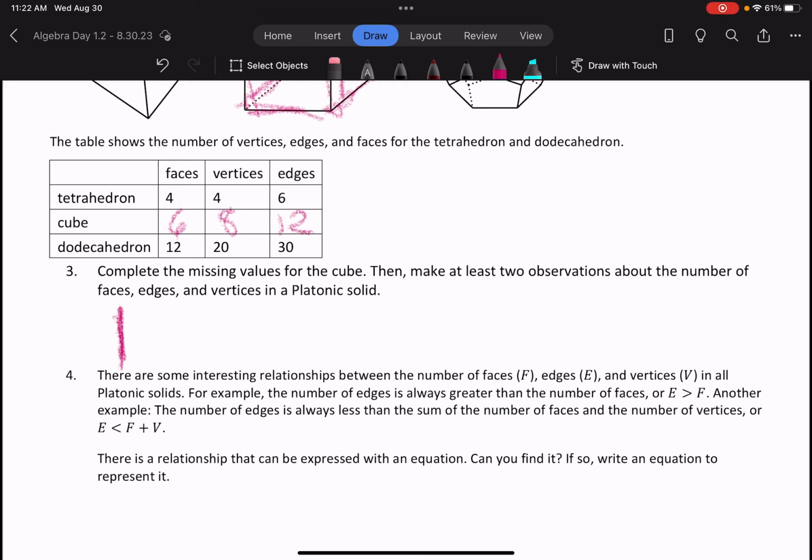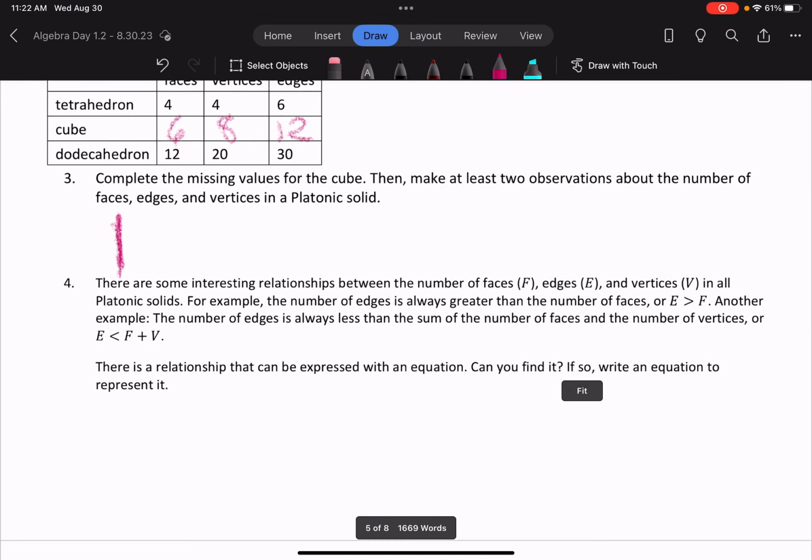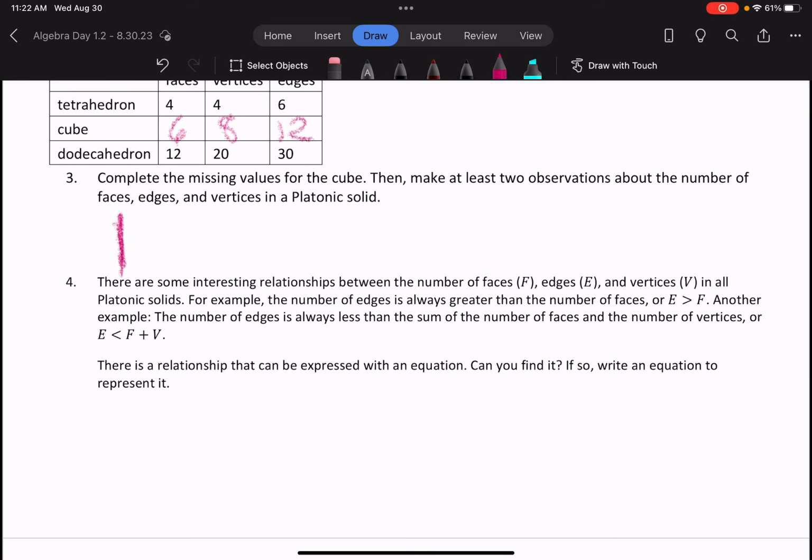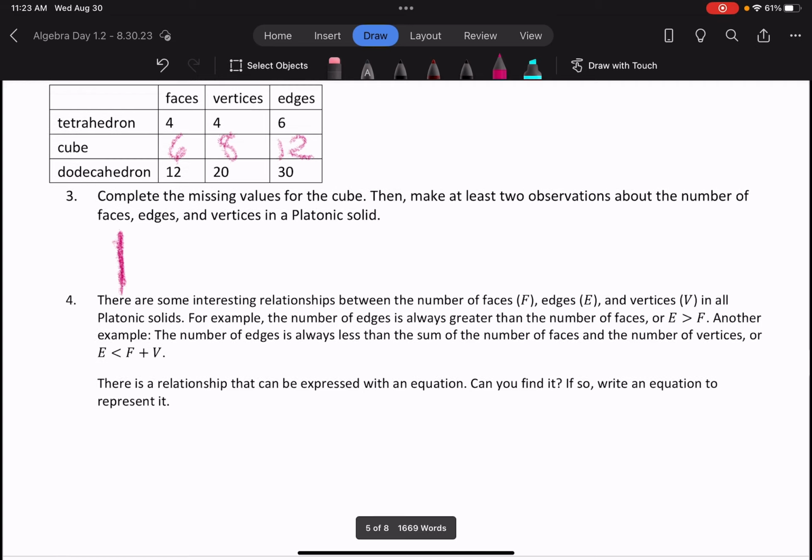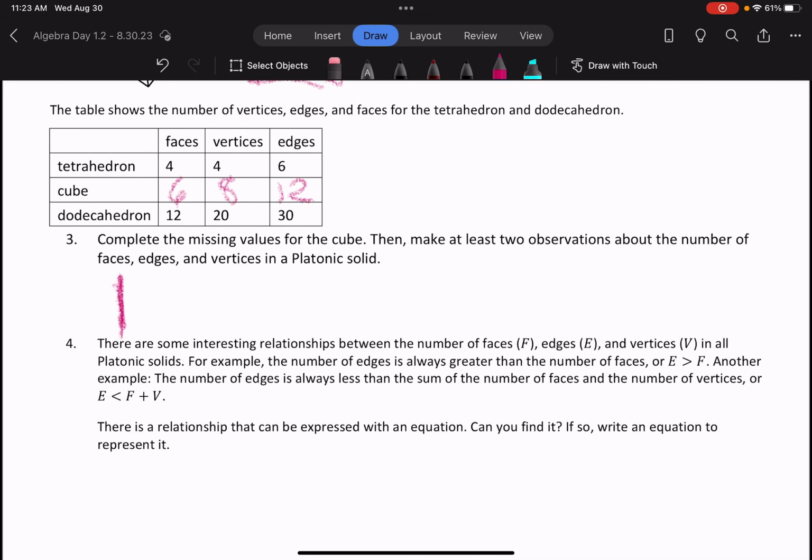Number 4 says there's some interesting relationships between the faces, edges, and vertices in all the platonic solids. And so it gives you an example of an observation that you may have made. There is a relationship that can be expressed with an equation. Can you find it? If so, write an equation to represent it. So, when I'm looking at this, I'm thinking about what is the relationship between faces, vertices, and edges. Now notice in the tetrahedron, they're the same. The faces and vertices are the same, but that's not true in the cube and the dodecahedron.